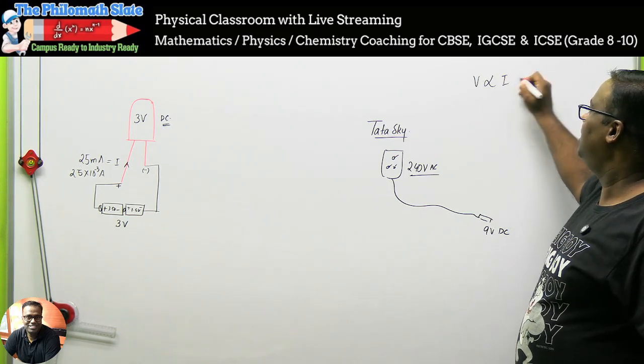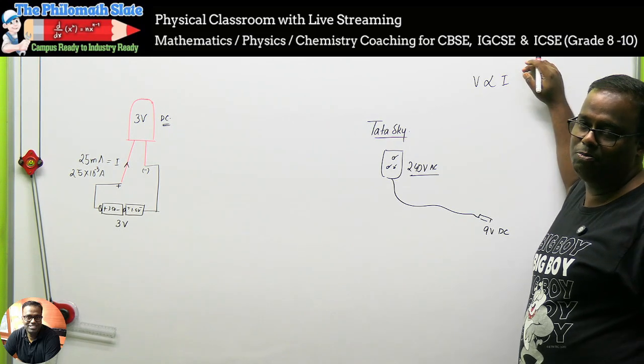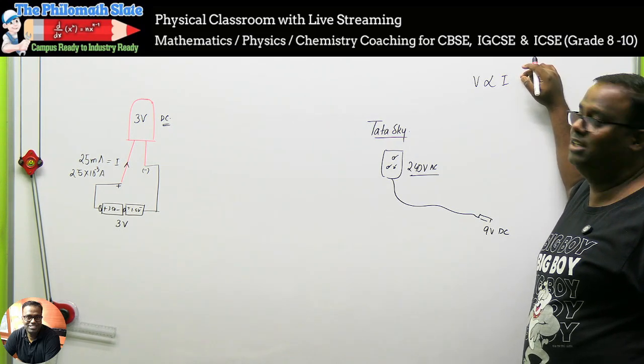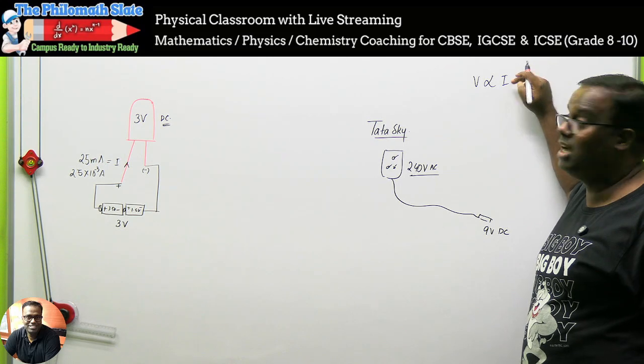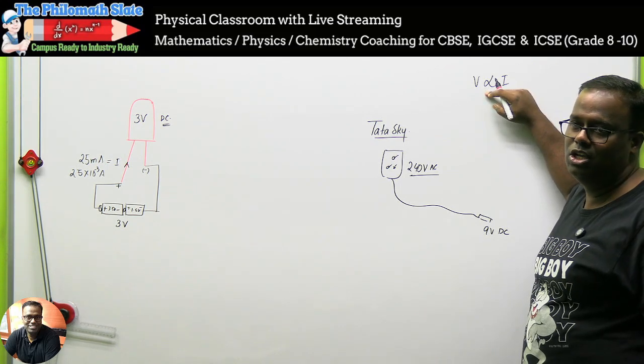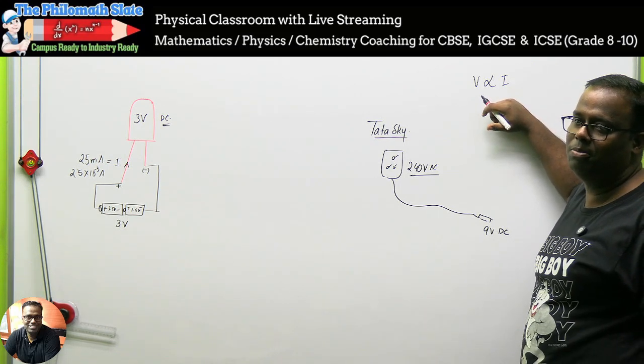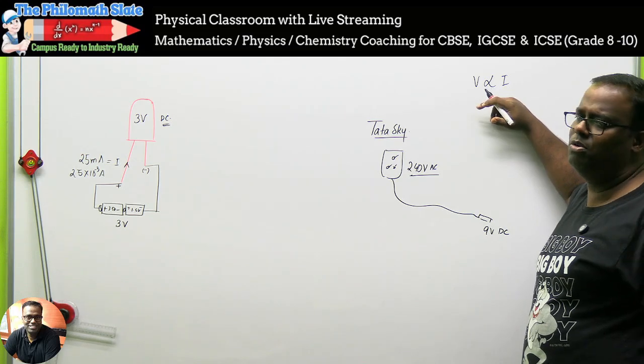Current flowing through a conductor is directly proportional to the voltage. You don't read, that's why you don't enjoy it. Current flowing through a conductor is directly proportional to the voltage. You are giving more voltage. So what will happen? Current flow will be more.